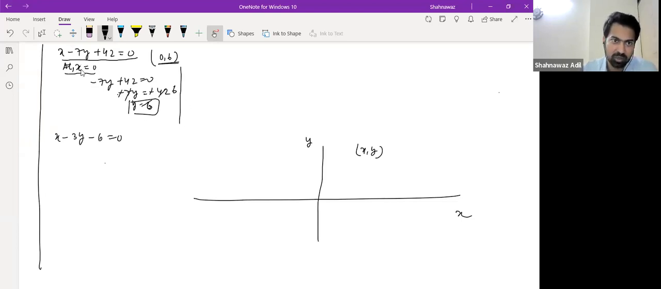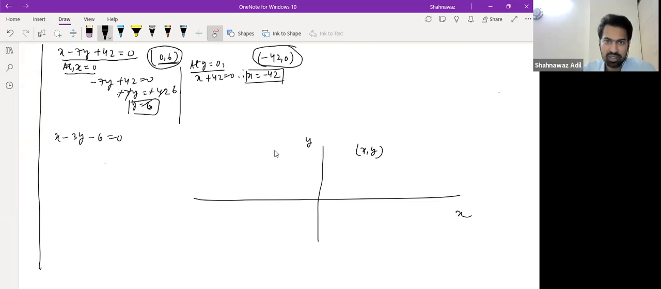So let us find the other point at y equals 0. At y equals 0, we have x plus 42 is 0. So x is minus 42. So we have what points? Minus 42 and 0. So we have 2 points, 0, 6 and minus 42, 0. Then we can draw this straight line.